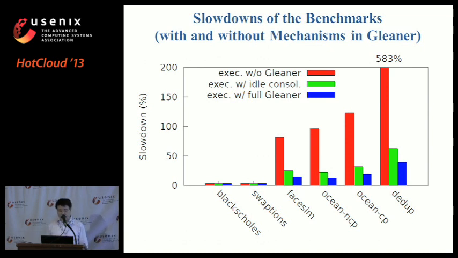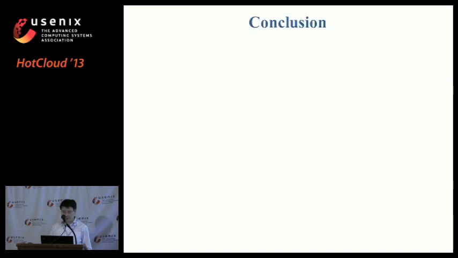For the first 2 benchmarks, Black-Scholes and Swaptions, their execution is slowed down by very small percentages. Gleaner will not incur extra overhead, so we can see that the performance of Black-Scholes and Swaptions is similar on the systems with and without the mechanisms in Gleaner. So that shows that the overhead of Gleaner is minimal.